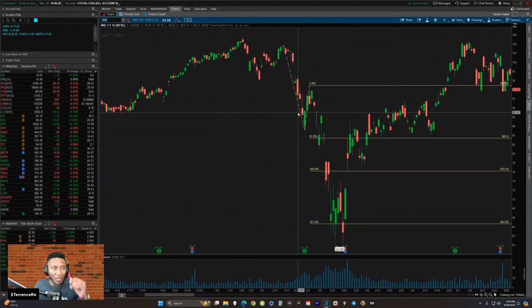Now, one thing I will say, when picking these levels going to the downside, they don't always hit all the levels. This is just one way of getting price targets. I generally see the 1618 hit the most. That one and then 100. Anything after that is a bonus if you can get in at the right time.